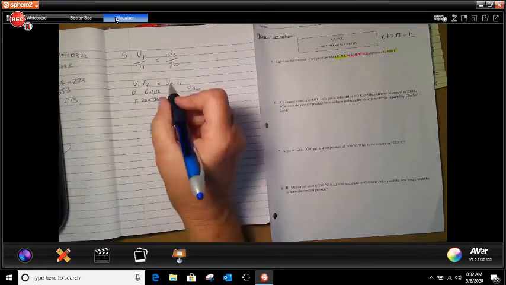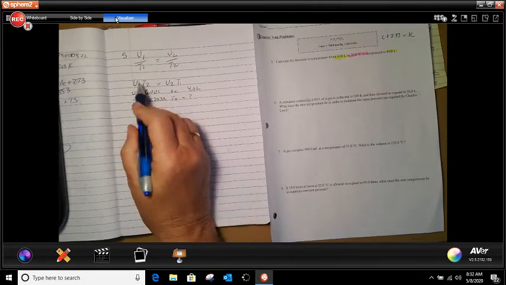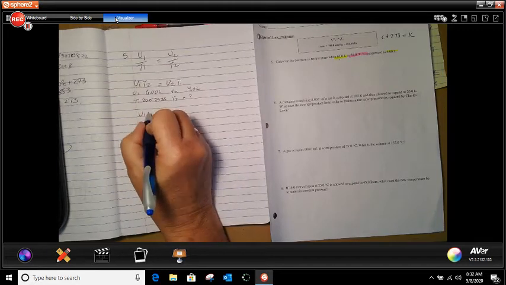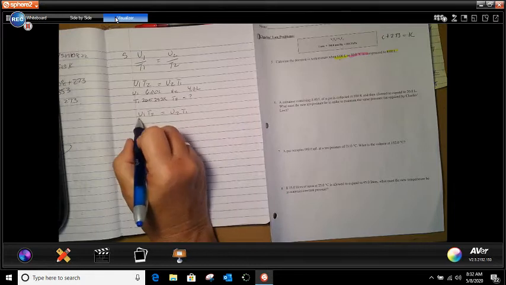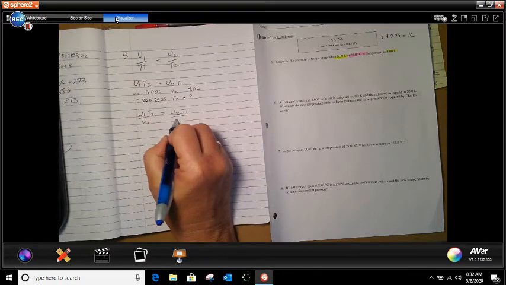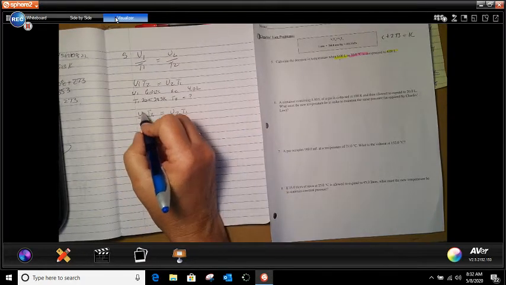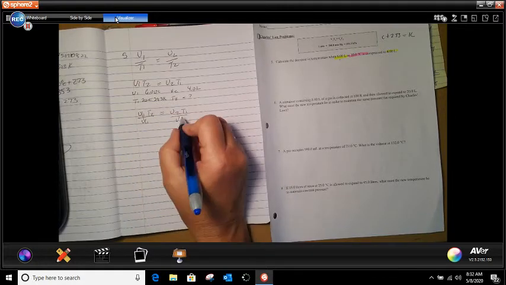Okay, so now we're going to put our equation into a form where we have the unknown by itself. We're looking for T2, right? So that's V1 T2 equals V2 T1. We're going to divide both sides by V1 to get T2 by itself. And then we're going to plug in our numbers.